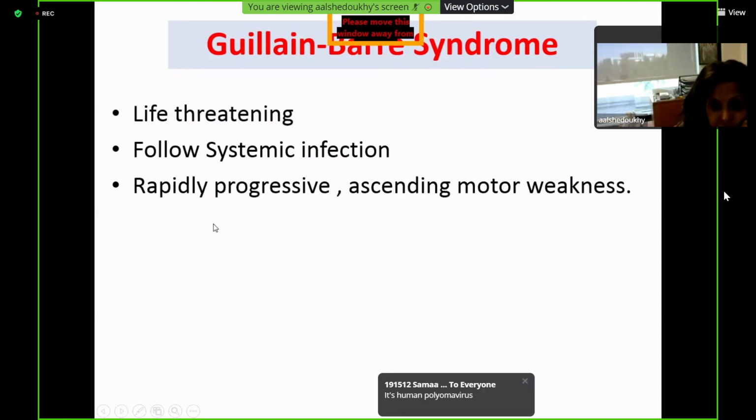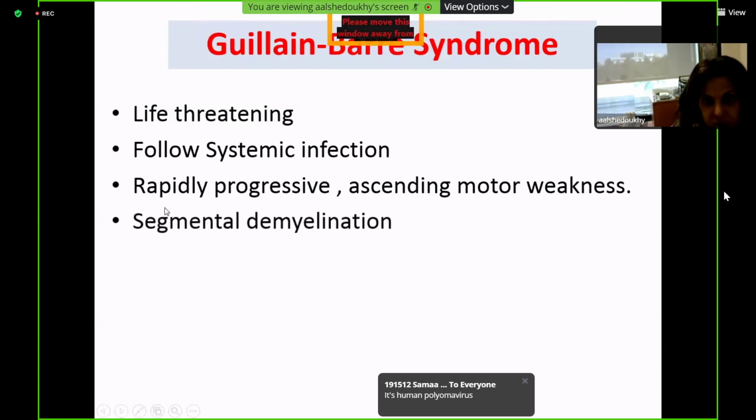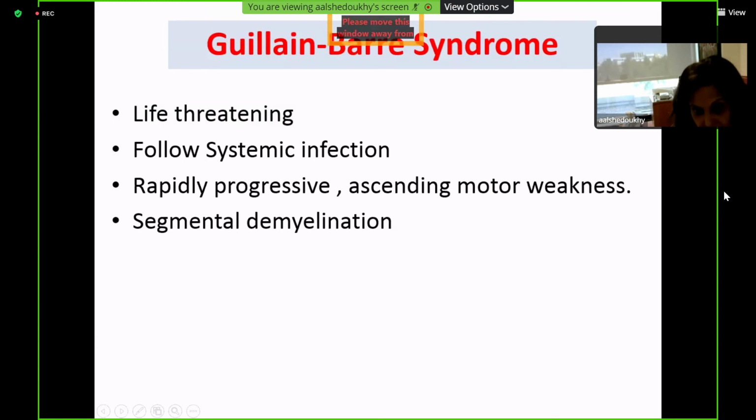It is rapidly progressive and ascending. It's characterized by ascending motor weakness. What happens to these patients? They have segmental demyelination, so they have segmental loss of the myelin sheath, the conduction velocity is interrupted, and it can affect vital organs like the diaphragm and the respiratory muscles.